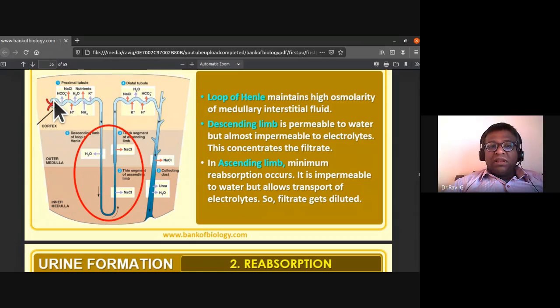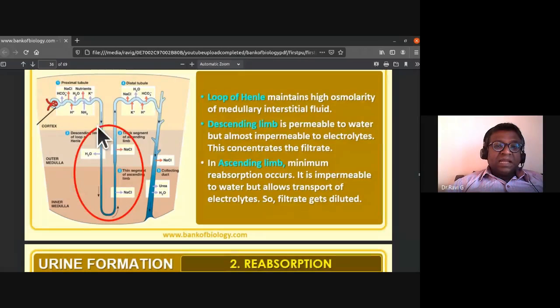In the cortical region, you find the Bowman's capsule, proximal convoluted tubule, and distal convoluted tubule. But the loop of Henle enters deep into the medulla. The medullary region has this interstitial fluid, and the loop maintains its high osmolarity.